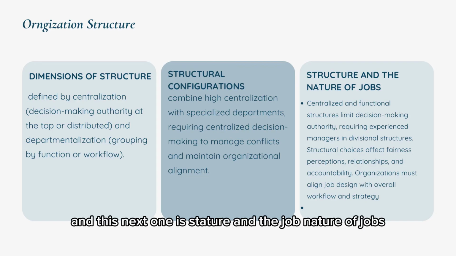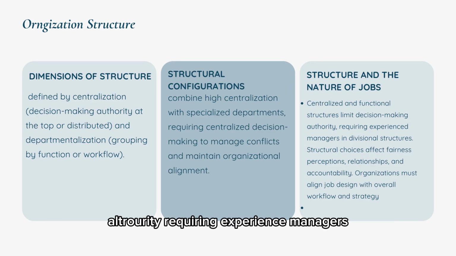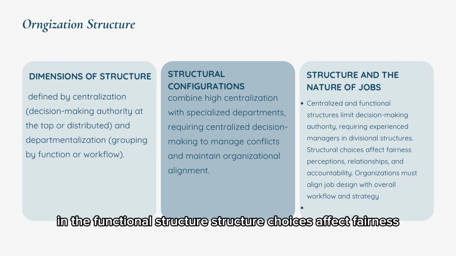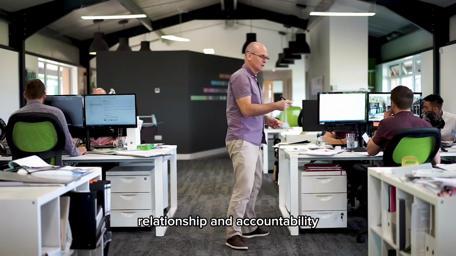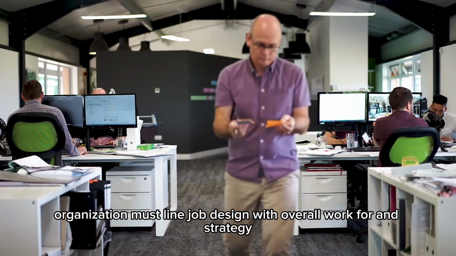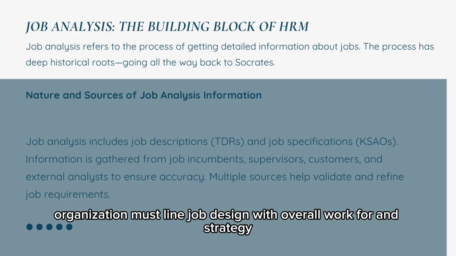And the next one is structure and the nature of jobs. Centralized and functional structures limit decision-making authority, requiring experienced managers in divisional structure. Structural choices affect fairness perception, relationship, and accountability. Organizations must align job design with overall workflow and strategy.